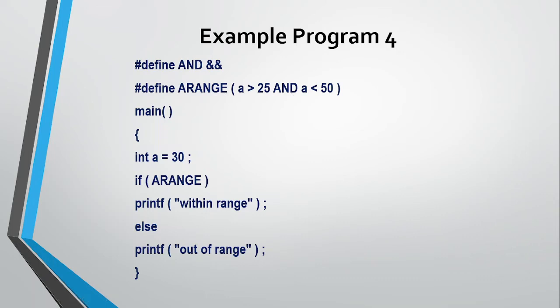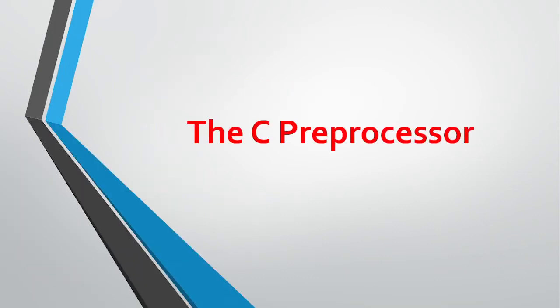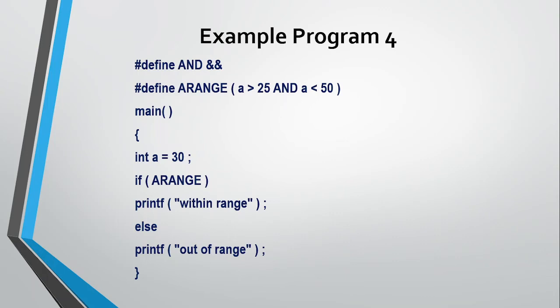Now when the compiler executes this program, firstly it will replace RANGE with this condition, that is, left brace a is greater than 25 and a is less than 50. Then it will replace AND with the logical and condition. If the condition is true, you can see that a equal to 30 is greater than 25 and less than 50, so it will print within range, otherwise it will print out of range. So this was another example in which we define the conditions using macros. Now we are going to see another example program in which we will replace an entire C statement.